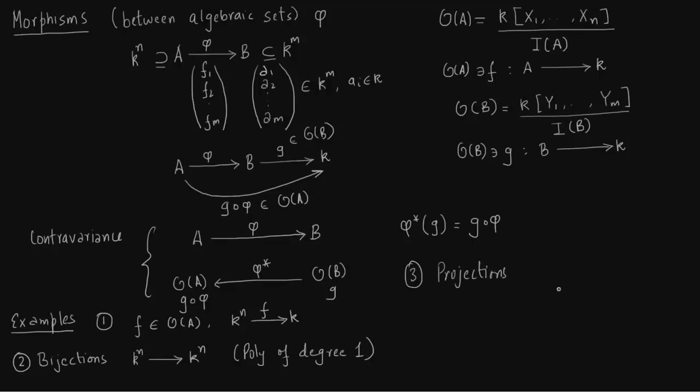You're given a morphism phi from algebraic set A to algebraic set B. This morphism is given in terms of a tuple of polynomials of O of A. And then given this morphism, you can take any element g of O of B to an element of O of A.